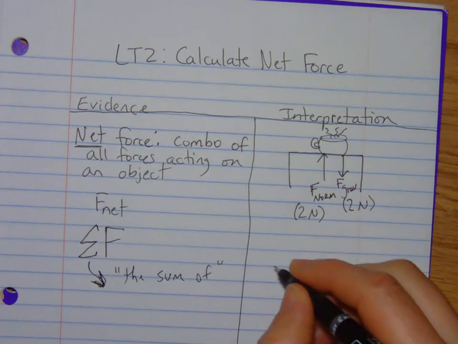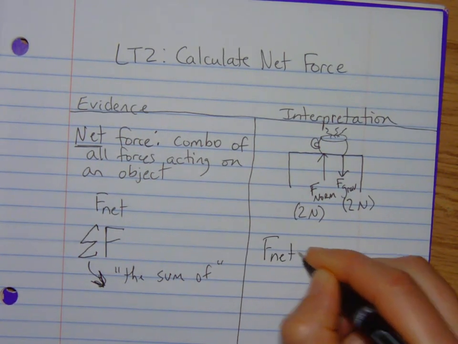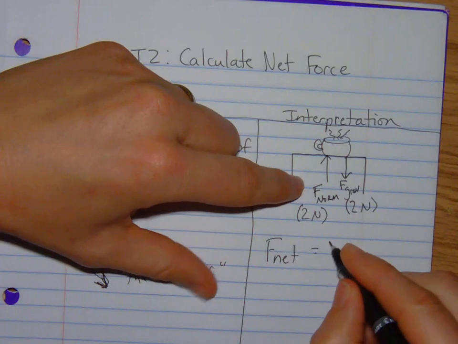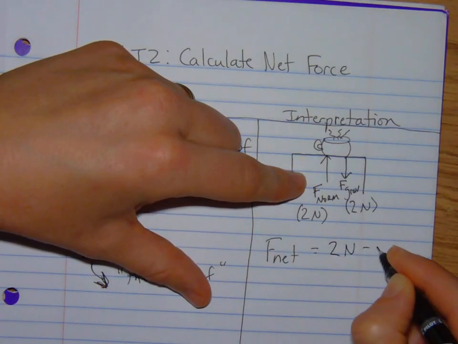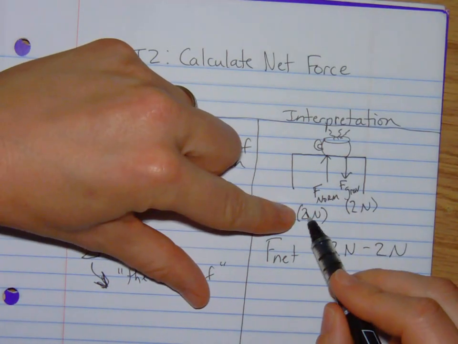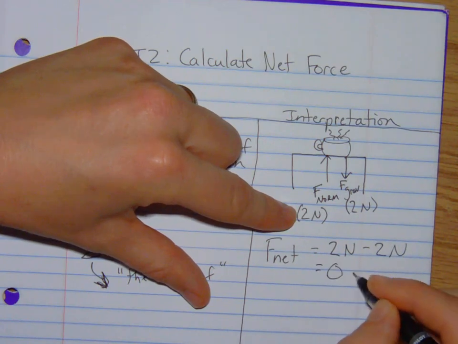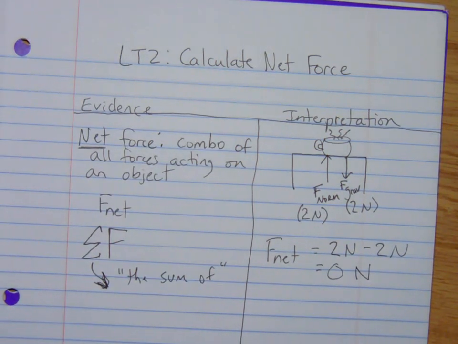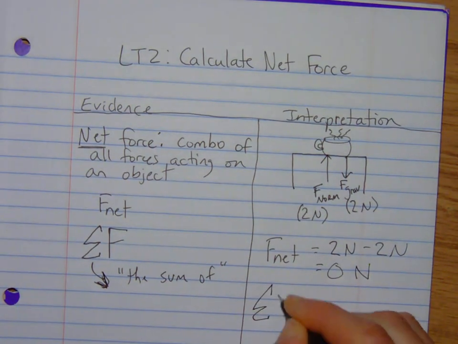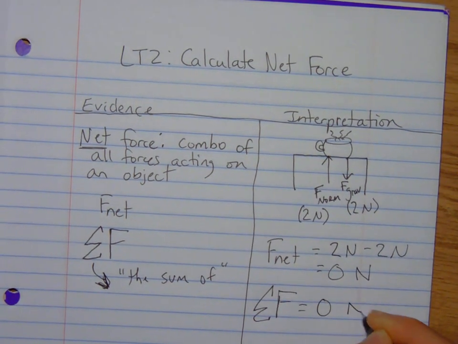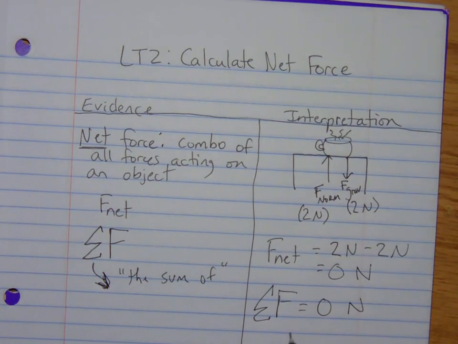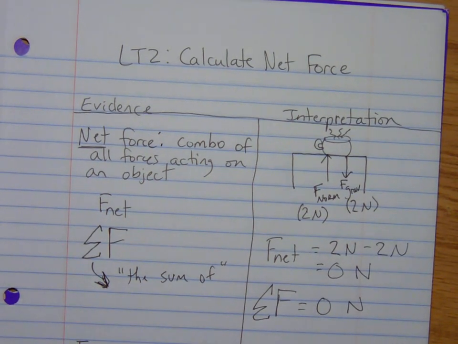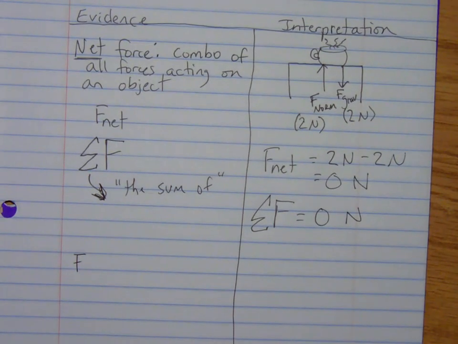So, if we wanted to calculate the net force here, since they're going opposite ways, we subtract. And we'll do this more in the next target. It'll be 2 newtons, subtract 2 newtons. The net force is 0 newtons. Okay? And that we could also say then the sum of all forces is 0 newtons. All right, so let's take this simple picture and make it even easier and put it into what is called a free body diagram.